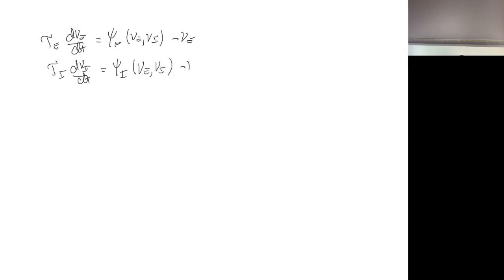So we have tau E d nu E dt equals psi E of nu I minus nu E, and tau I d nu I dt equals psi I of nu E comma nu I minus nu I. Remember what we did? We let nu E equals nu E0 plus delta nu E, and nu I equals nu I0 plus delta nu I. We did a first order Taylor expansion.